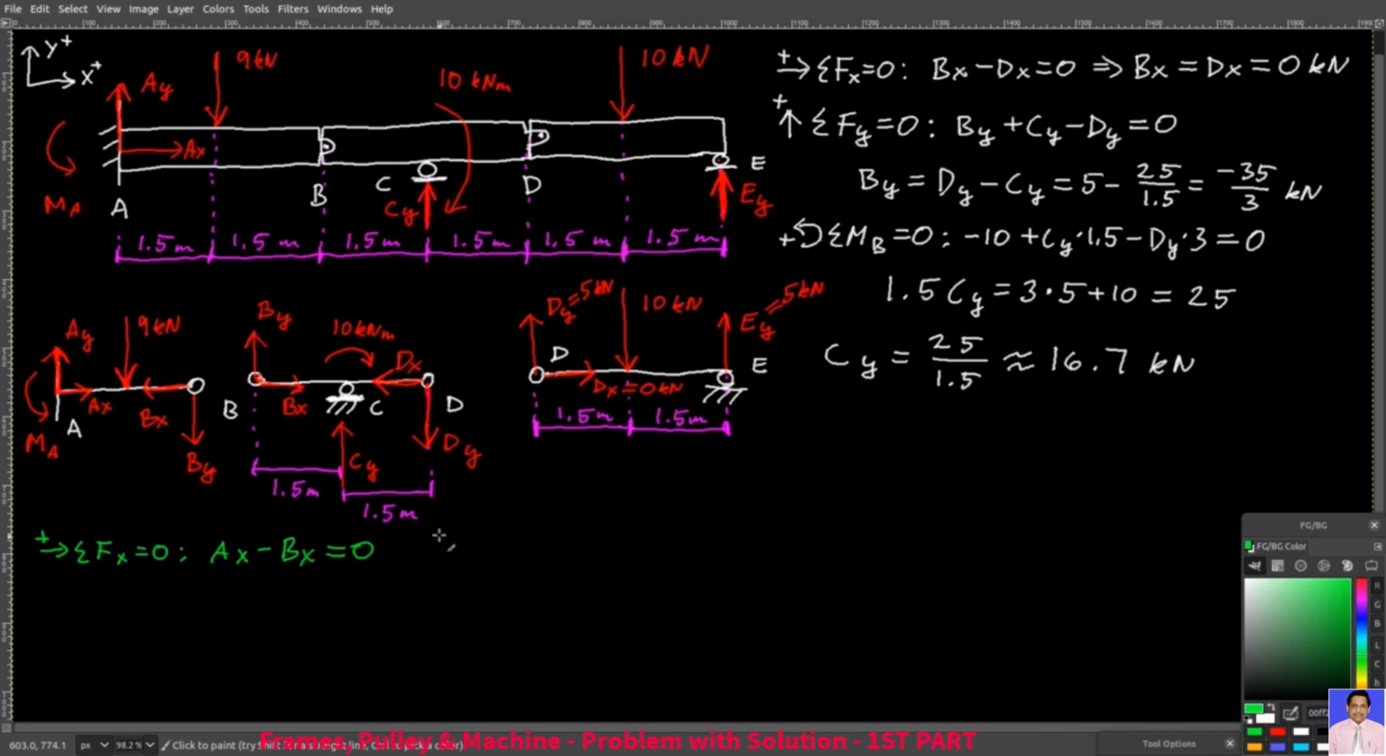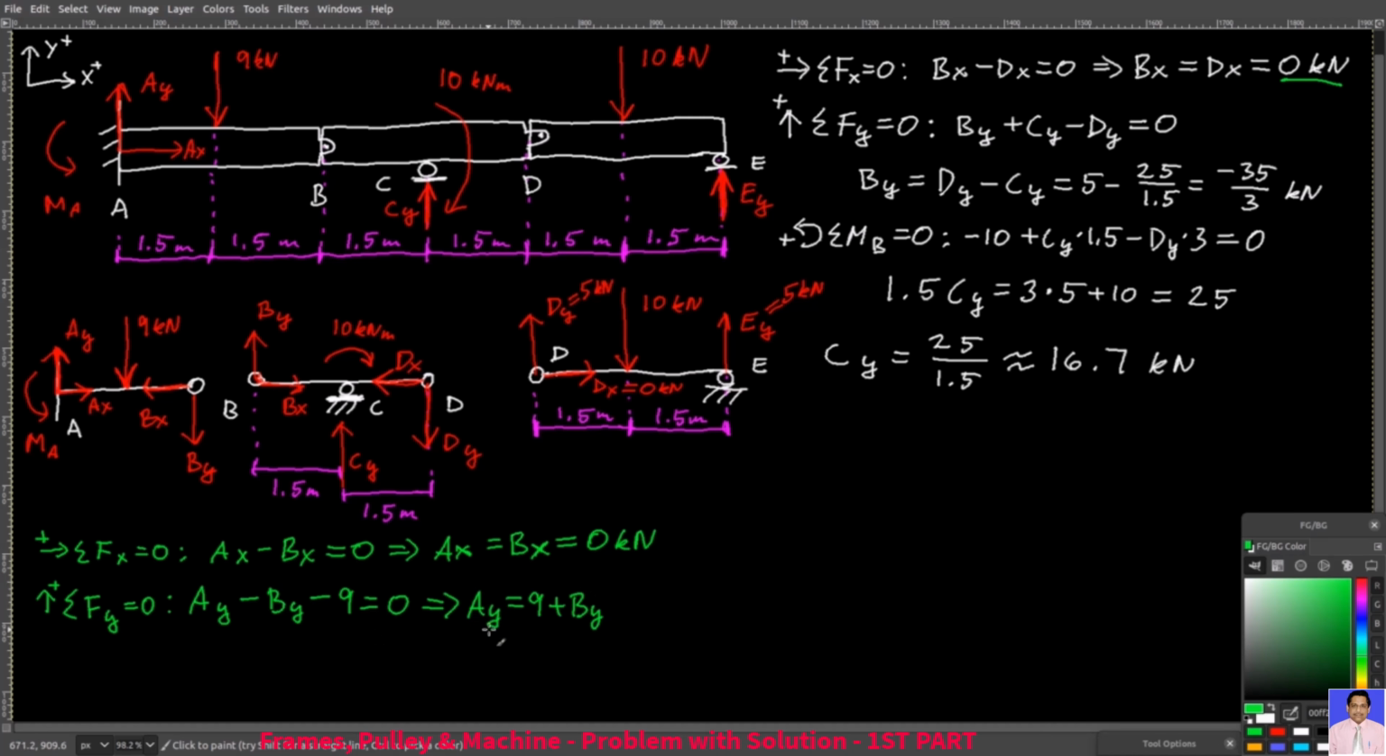This is forces in the x direction, so Ax equals Bx. Since Bx equals 0 kilonewtons, also your Ax equals 0 kilonewtons. Then the forces in the y direction, they give you this equation. I can rewrite it like this, Ay equals 9 plus By. And now remember, your By was a negative number, and so you have to put this negative number here, minus 35 over 3, and so you get minus 8 over 3 kilonewtons, or minus 2.67 kilonewtons.